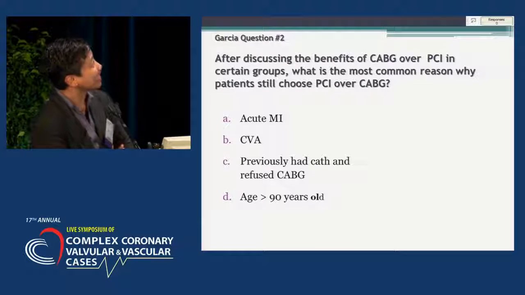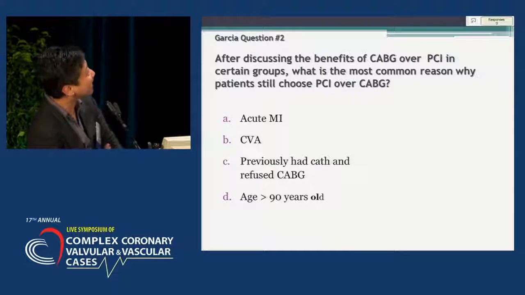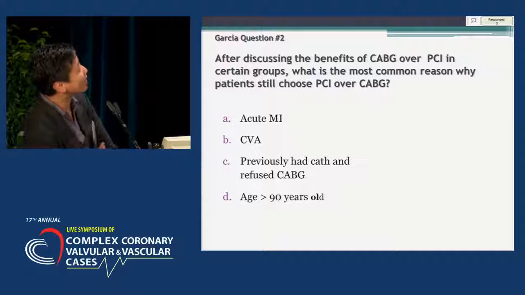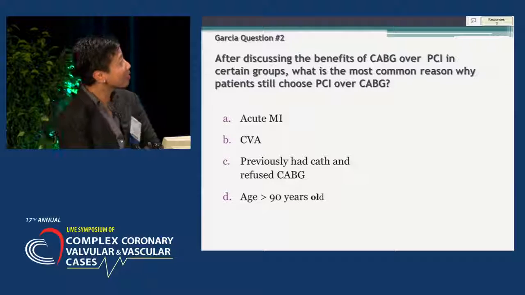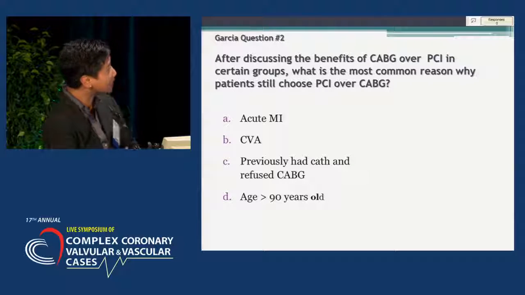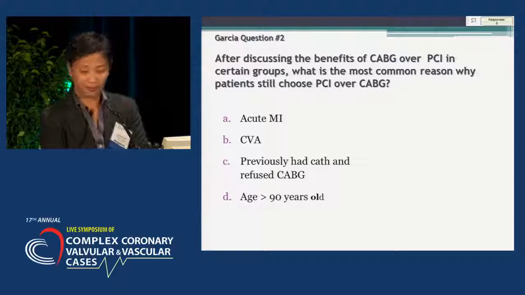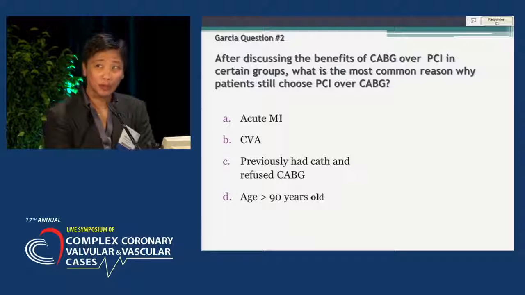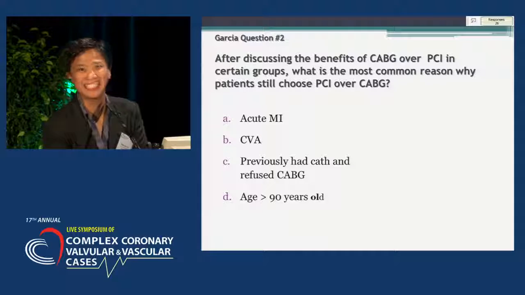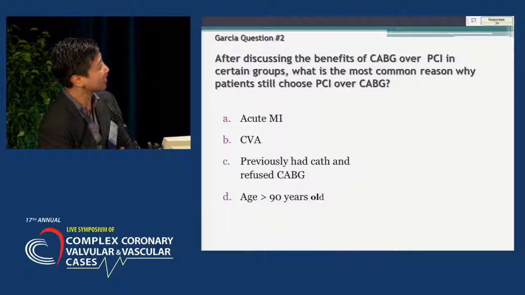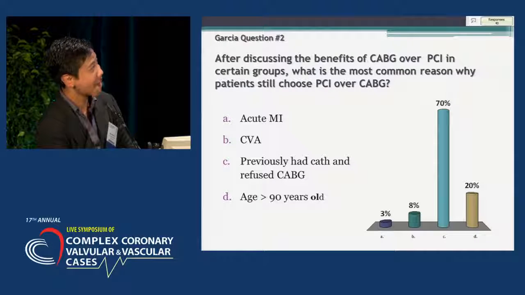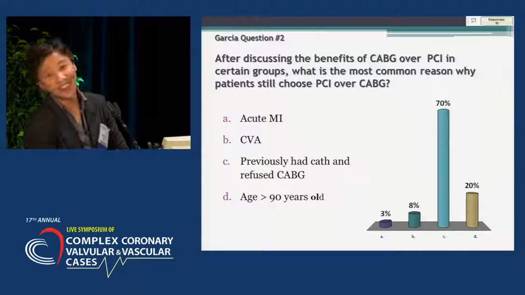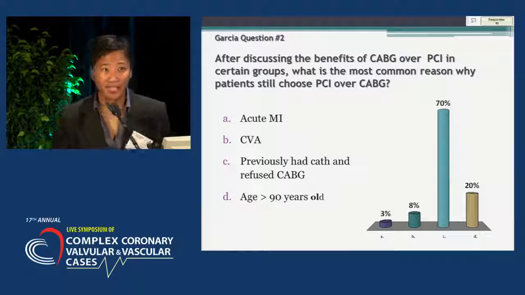Heartbroken. After discussing the benefits of CABG over PCI in certain groups, what is the most common reason why patients still choose PCI over CABG? Acute MI, CVA, previously had cath and refused CABG, age more than 90 years old. I want to know who committed the mistake. All right. Oh, come on. Good. That's correct. Thank you for your time and attention.